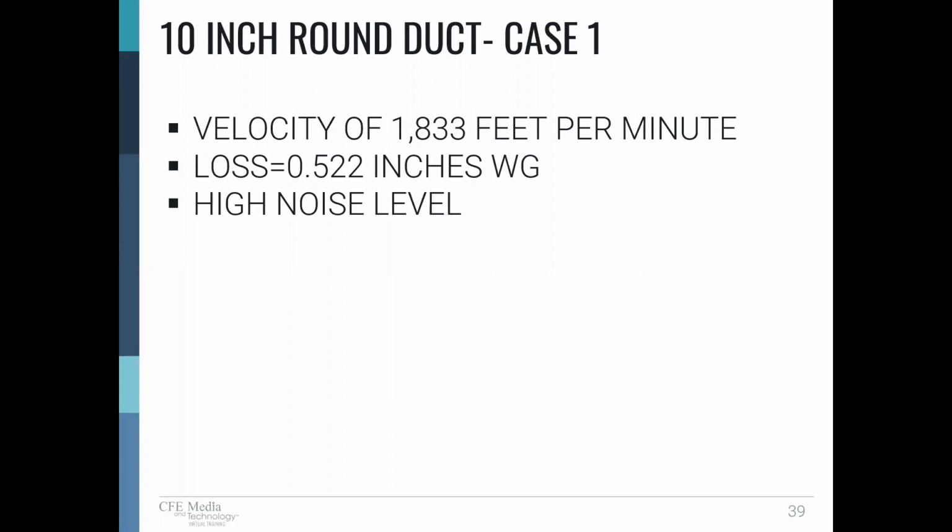This particular design is probably outside the normal envelope of what you would want to design. It's going to be fairly noisy because of the high air velocity, and general criteria for duct design is somewhere between 1,000 and 1,500 feet per minute. So this pushes the envelope a little bit, but it gives a point of reference of how much loss you have when you have a 10-inch duct, and then we look at the larger ducts.